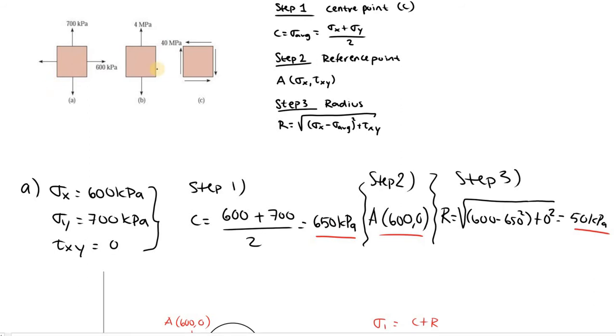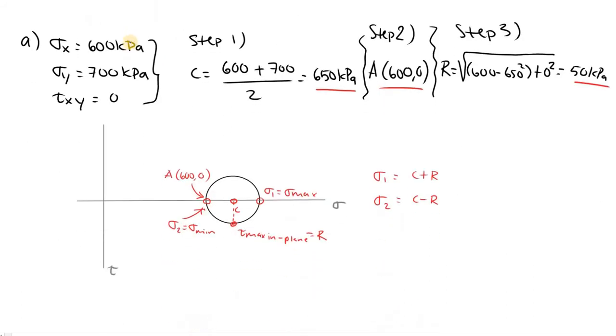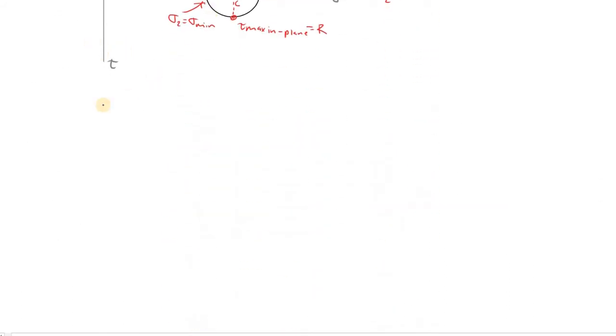Let's go up and look at our part B. In part B, we only have a normal stress in the y direction, which is 4 megapascals. So we're going to go ahead and start displaying part B. Normal stress in y equals 4 megapascals, in x, 0, and no shear stress.